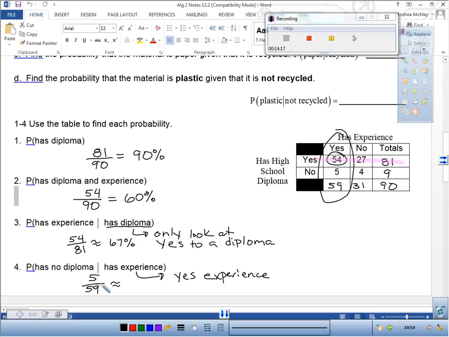Everyone does 5 divided by 59. Yes, 0.08. So just so you know, you move your decimal over twice, so that will give you 8%. Any questions over that? Okay, on the back.